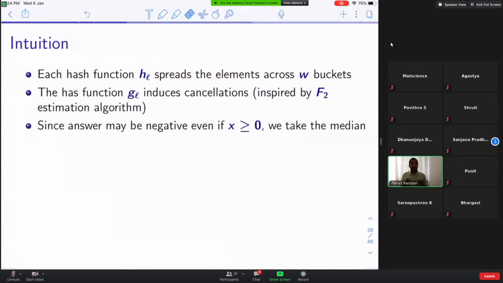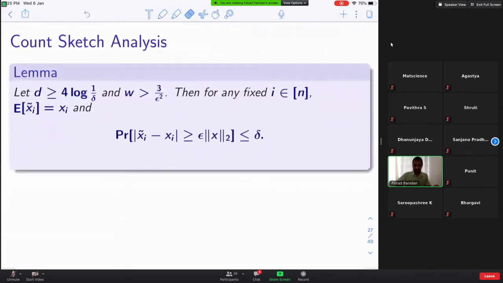So as before, each hash function spreads elements across these buckets, and why? You have seen F2 estimation, where you take a 4-wise independent hash family and there is some -1 +1 in the morning session, right? And then you do cancellation because of that -1. That idea inspired this, where the cancellation makes closer things closer. So the answer may be negative even if x is greater than 0.